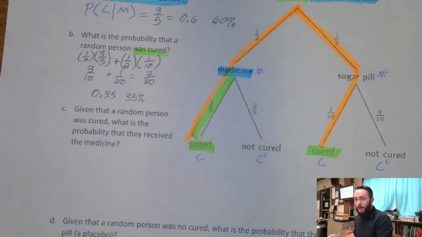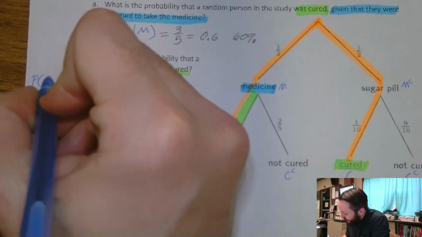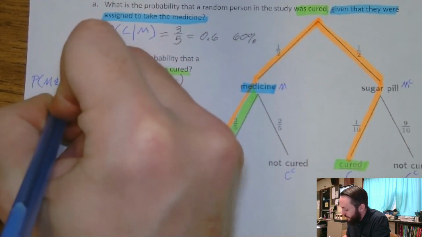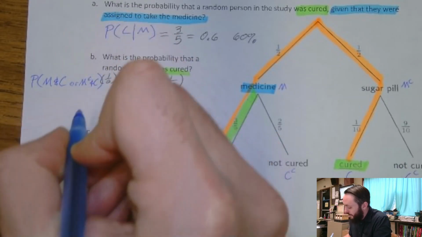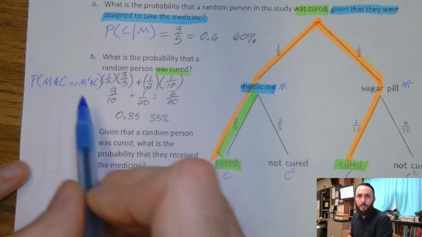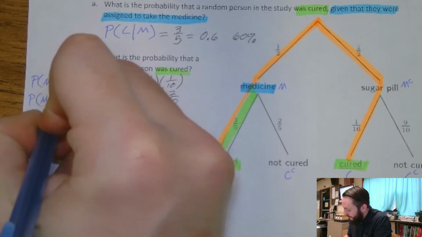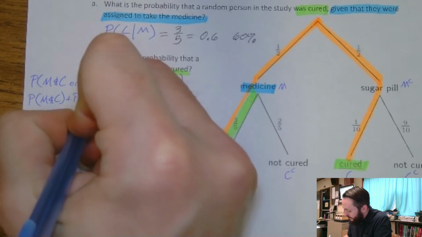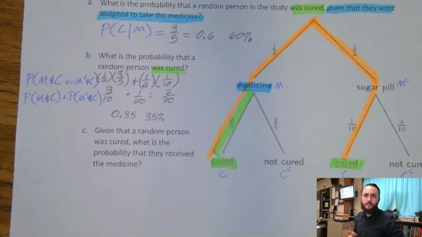Probability notation for this: we could have the medicine and be cured, or we could not have the medicine and be cured. Sorry for the little abbreviation for and, I don't have a whole lot of space. So that or looks like addition, which is what we had right there.